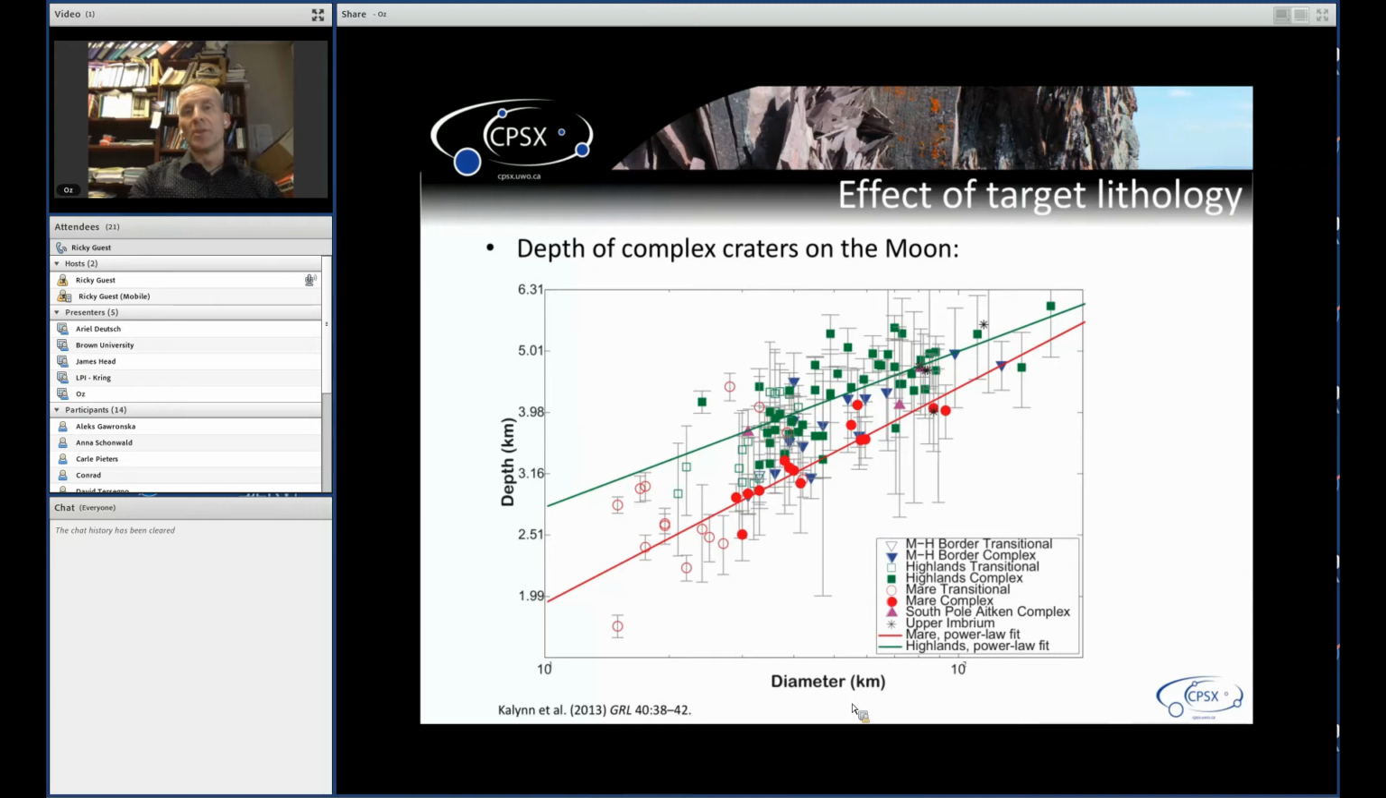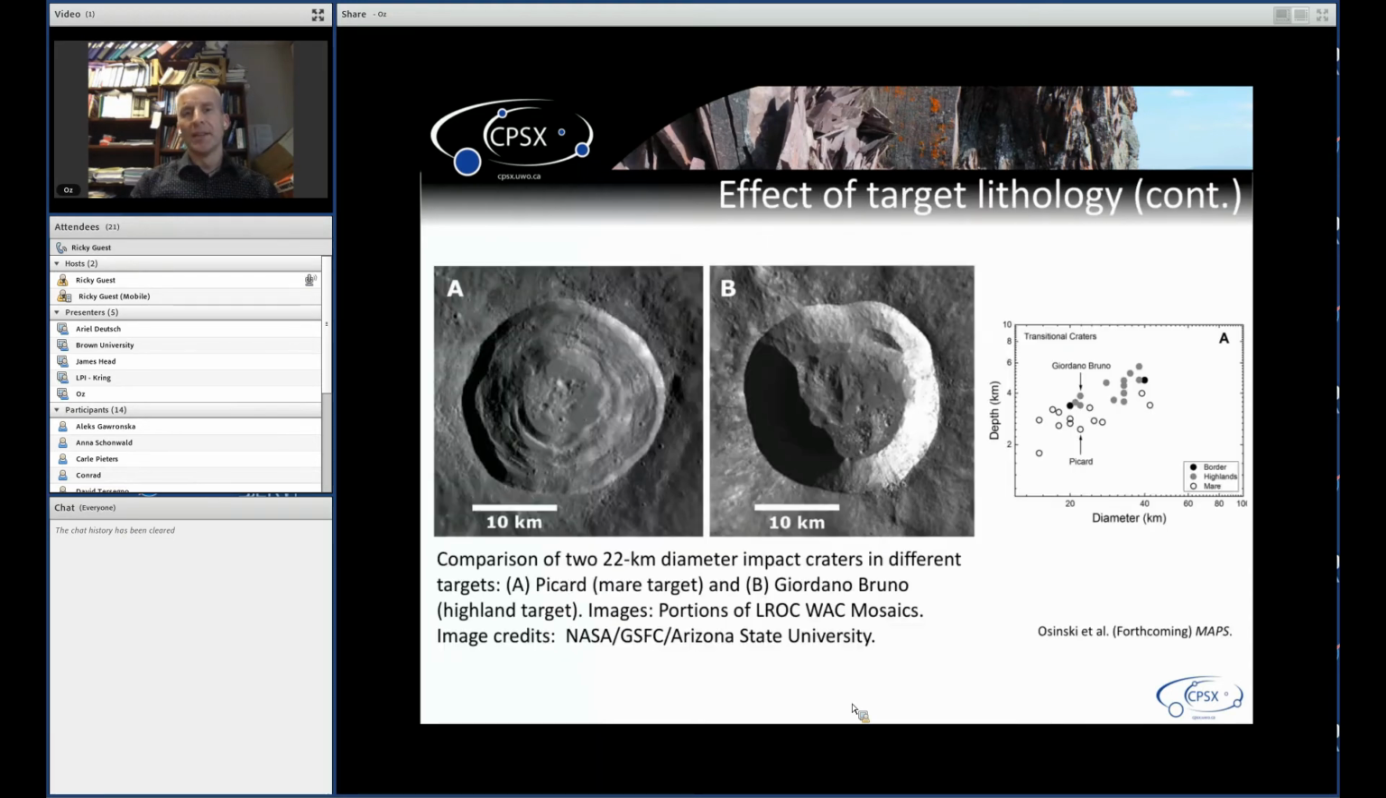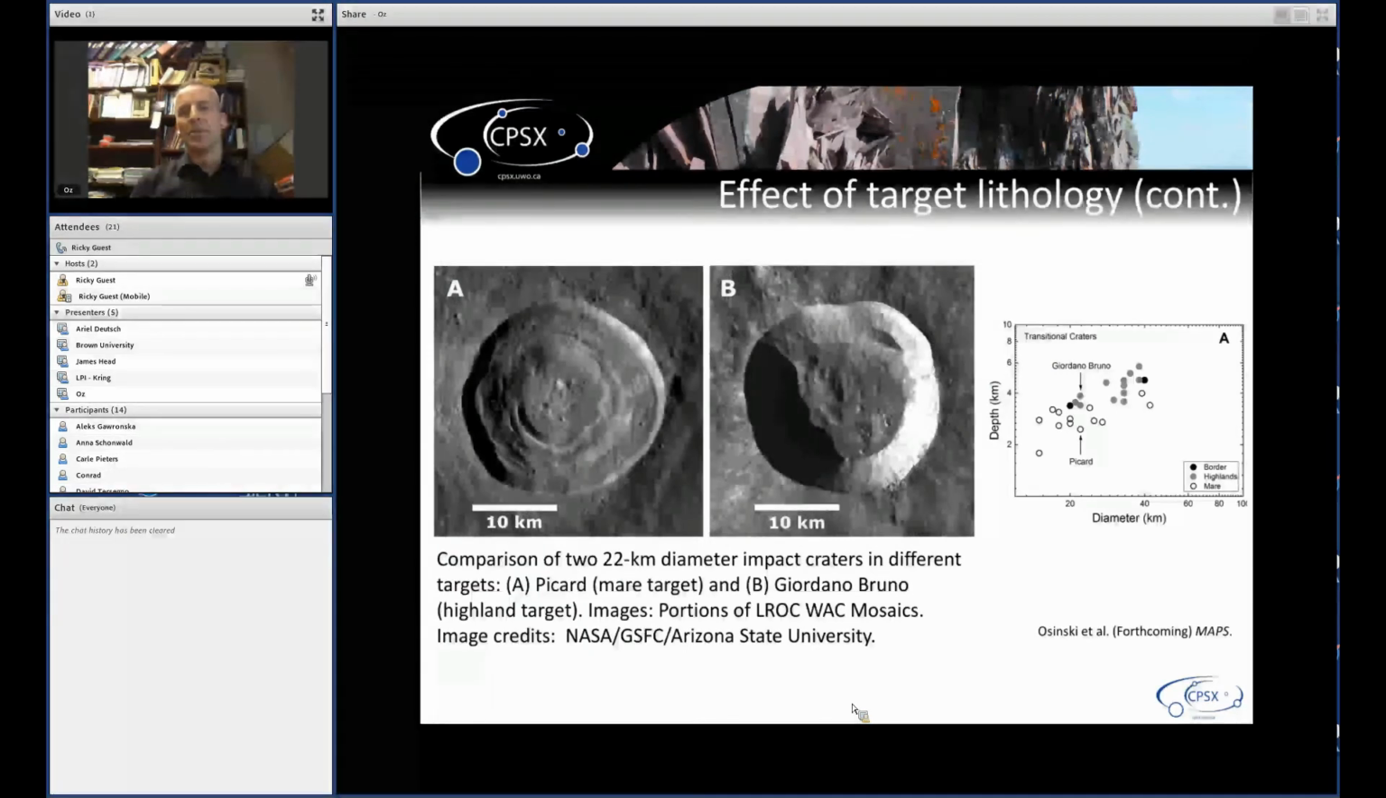Why that is the case, we're still looking at this. I think it's a combination of strength difference between those rocks, but my personal preference, I guess, is that the layering in mare materials, just like we see in sedimentary target rocks on Earth, plays a big role, and actually allows crater collapse to occur, and then shallows that complex crater form. And we can jump ahead to look at a couple of good transitional examples here. On the right-hand side is a less busy plot of depth versus diameter again, and this is just for transitional craters on the Moon.